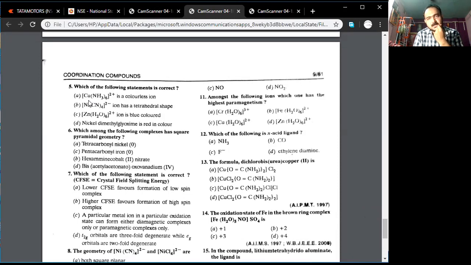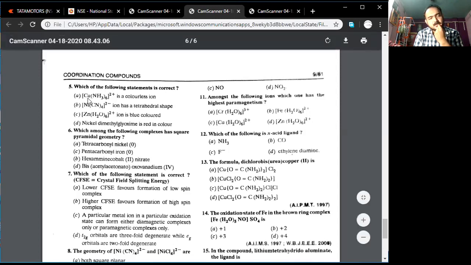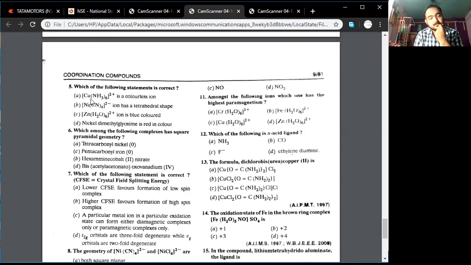Generally, there are some exceptions also. So generally, if there is an unpaired electron, the complex is colored in nature. So if you see here, it is in the +2 oxidation state. Ammonia has a 0 oxidation number, so Cu is in the +2 oxidation state. It has one unpaired electron, so it is a colorful ion, not a colorless ion.